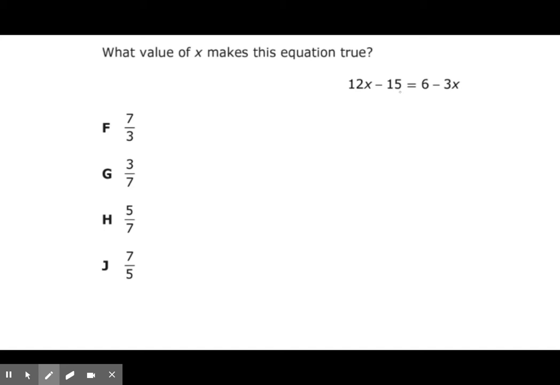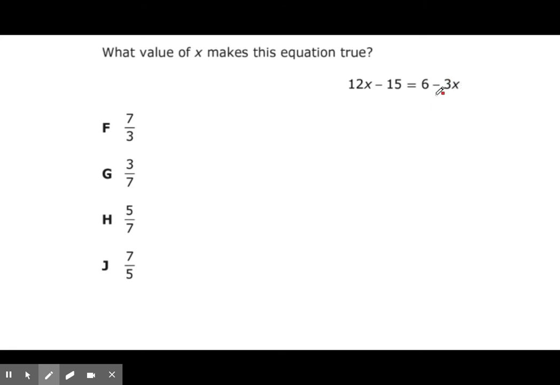So the first thing I need to do is get all my variables to one side of my equal sign. And to do that, we want to eliminate the side that has the least amount of x's first. So I've got a 12x here. I've got a negative 3x, because remember, a minus and a negative sign are the same. So I have a negative 3x on the right. I know that negative 3 is less than 12. So I'm going to cancel out this minus 3x first.